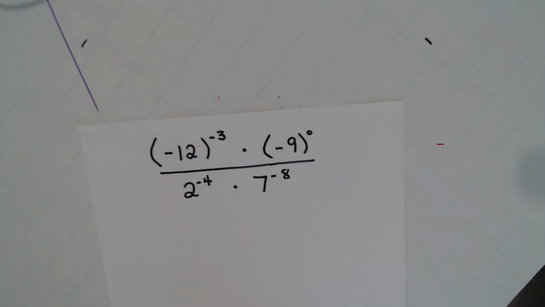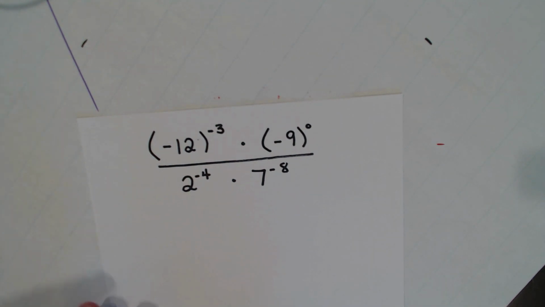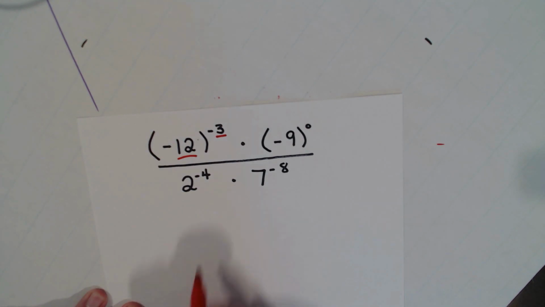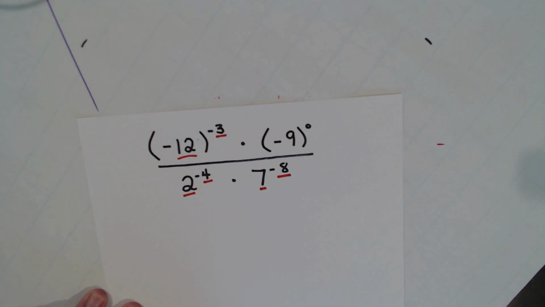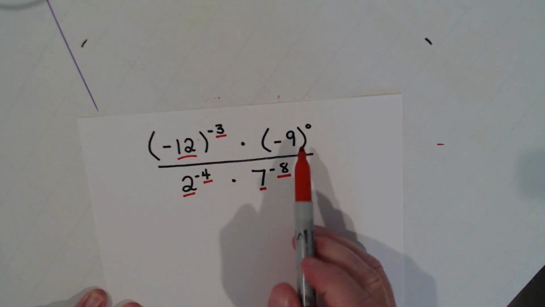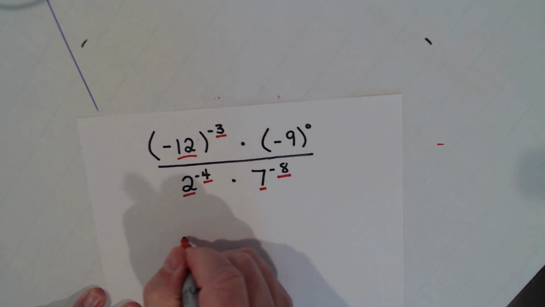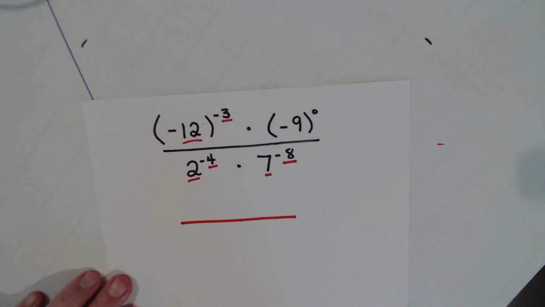Number 11. Instead of having 2 bases that have a negative exponent, I've got 3 bases that have a negative exponent. This one right here needs to be moved because that's a -3. This 2 needs to be moved because it's a -4, and this 7 needs to be moved because it has an exponent of -8. We also need to remember that anything raised to the 0 power is 1. So what I'm going to do is make a division bar, and I'm going to start moving these things to where they need to go.